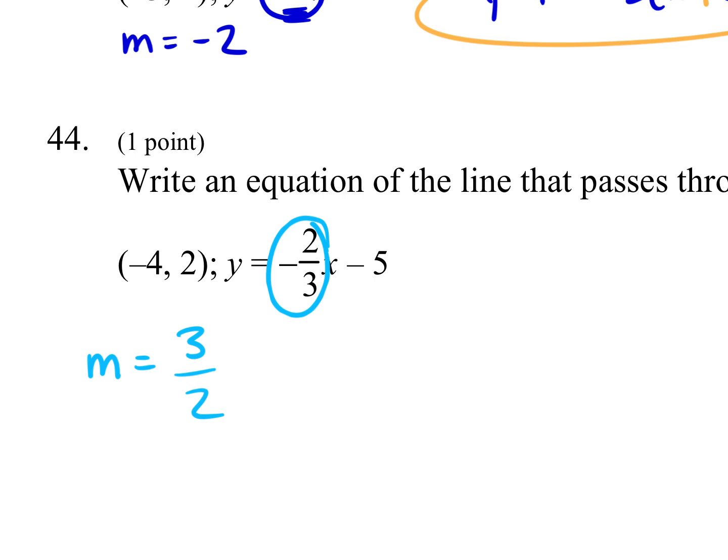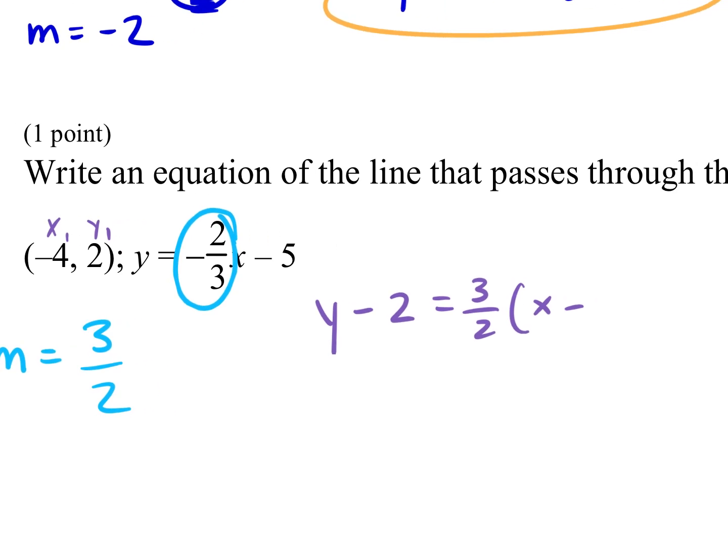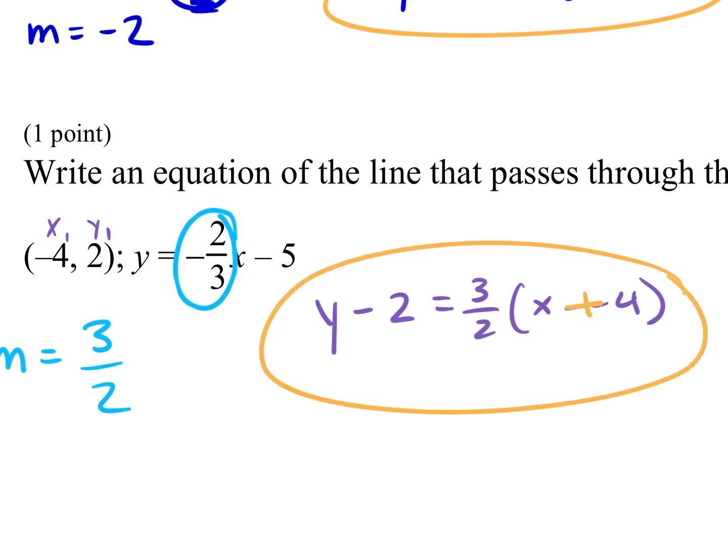Now we can plug everything into our point slope form. So y minus y1 is equal to m, which is now 3 over 2, times x minus x1. So minus negative 4. What happens when we have minus a negative? Turns into plus. So that would be our equation.